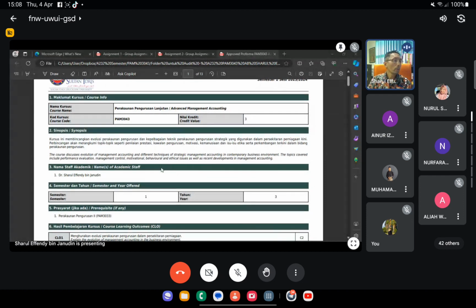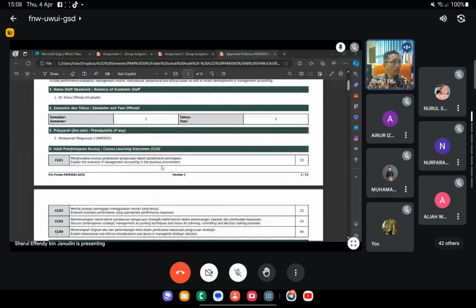Okay. So only one lecturer teaches this subject, Syarul Effendi, and then we have two classes, Group A and Group B, and our class actually is 3 hours straight. So 3 hours straight on Thursday, basically be prepared because it's going to be discussion, presentation, and lecture.